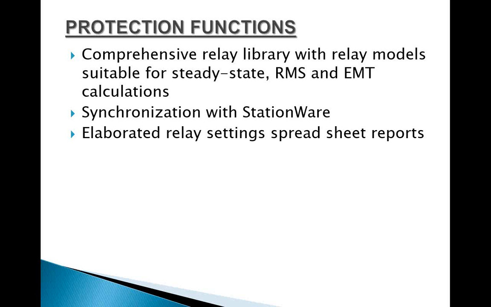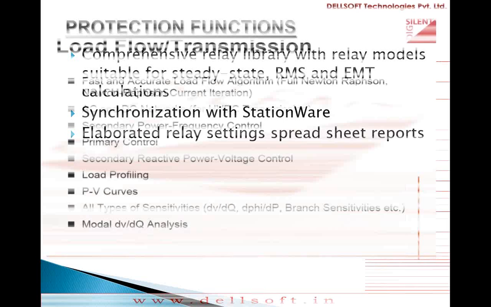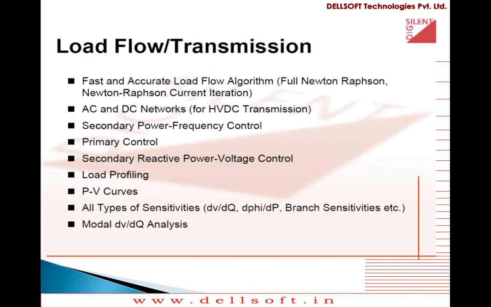In load flow transmission, there are fast and accurate load flow algorithms, including Newton-Raphson and Newton-Raphson current iterations. Based upon that, we can collect our data from load flow transmissions. AC and DC networks can both be analyzed. Secondary power factor controlling schemes are there. Primary controlling features are present in the software. Secondary reactive power voltage control facilities are there. With load profiling, we can generate our PV curves throughout the load flow. Also, types of sensitivity like dV/dQ, dV/dP, branch sensitivity tests, and modal analysis based upon dV/dQ we can do in load flow analysis.